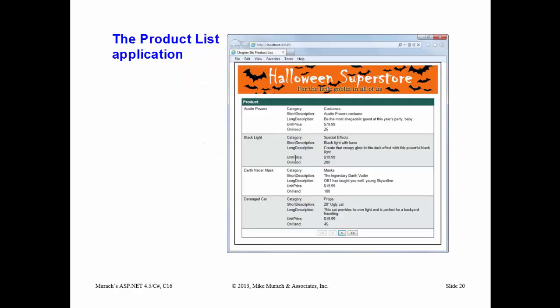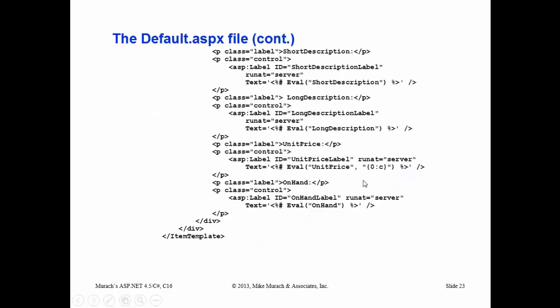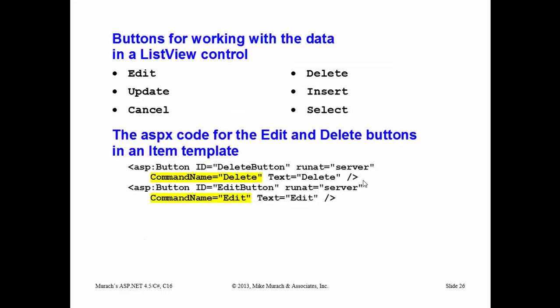So at the end of chapter 16, they talk about creating this product list application using the list view control, exercise 16.1, and this is what they walk you through setting up, and this is the example code that you end up with.